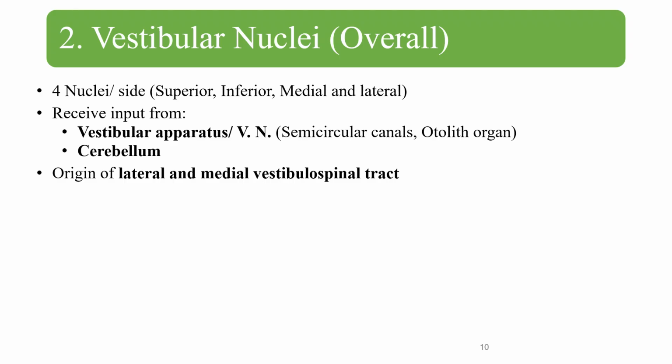Now, second most important are the vestibular nuclei. You should know that there are 4 nuclei per side, a total of 8 nuclei present in the brainstem. They are superior, inferior, medial and lateral. The vestibular nuclei receive input from the vestibular apparatus through the vestibular nerve. And do you know what the main components of the vestibular apparatus are?